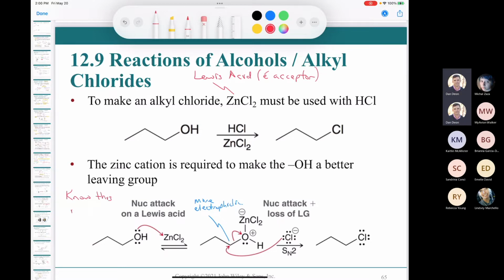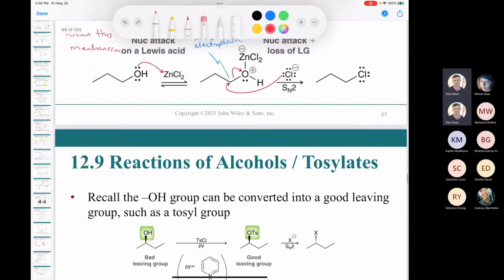I'm going to put on here, know this mechanism. It's only 3 curved arrows, so I think it's totally reasonable. And it also will help you to remember that you can't just use HCl. You have to use HCl and zinc chloride as a Lewis acid to convert a primary alcohol to a primary alkyl halide.